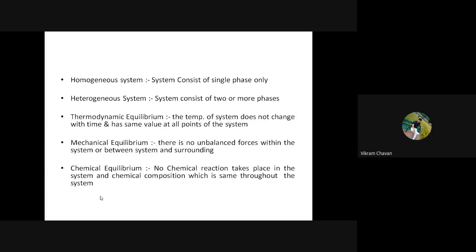Once again, thermodynamic equilibrium means the temperature does not change with respect to time and is the same at all points. Mechanical equilibrium means there is no unbalanced force within the system. And chemical equilibrium means the composition remains constant throughout the system and there is no chemical reaction within it, or over time. Then that system is called chemical equilibrium.